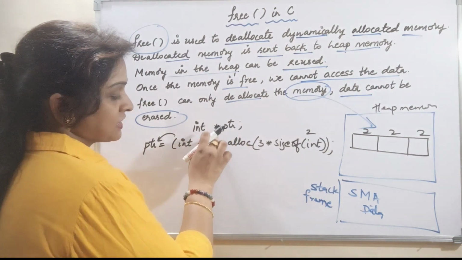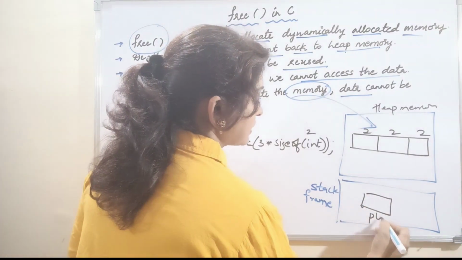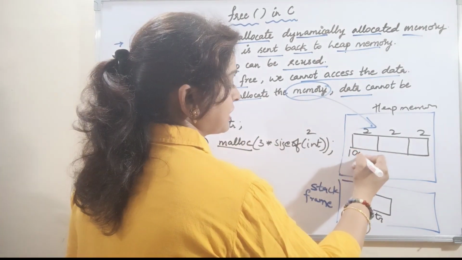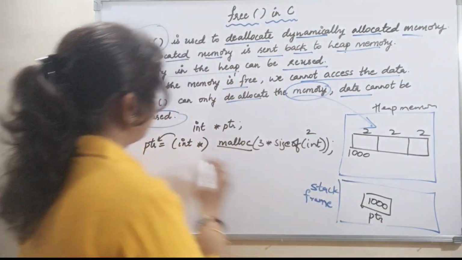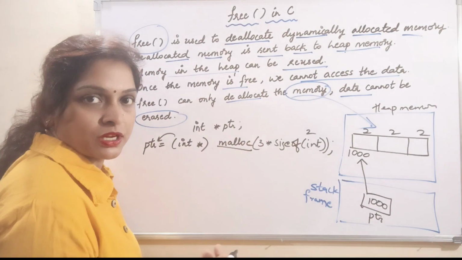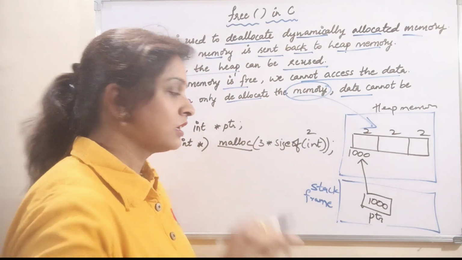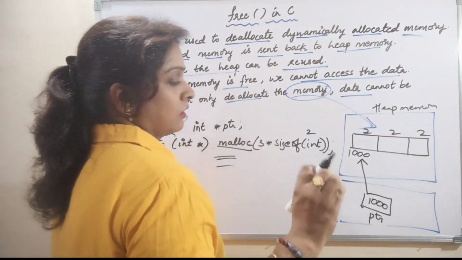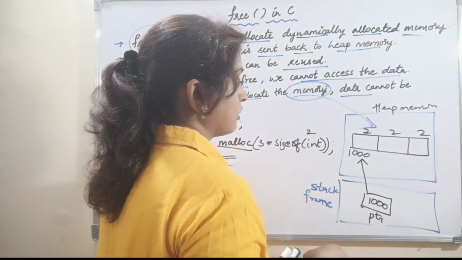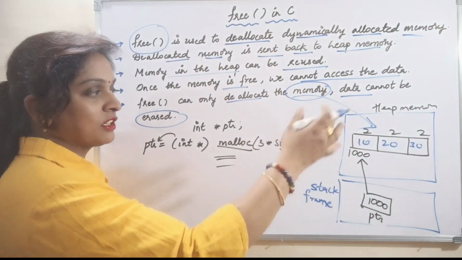So int asterisk ptr means it is in the stack frame. Here we have the pointer variable. Say some memory is allocated through malloc, and say the base address is 1000. That address will be held here, so the pointer will be pointing to this location. We will perform some operations as usual. We all know from the previous programs how to store the values through pointers. Just assume we have inserted some data, say the values here are 10, 20 and 30. Now through the pointer we will access it.